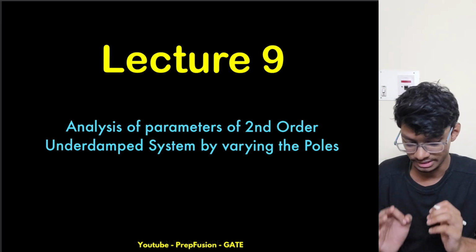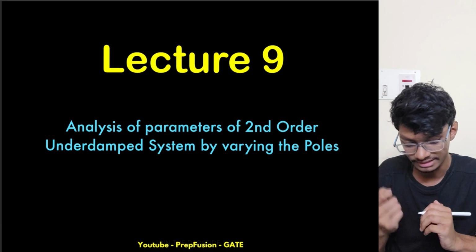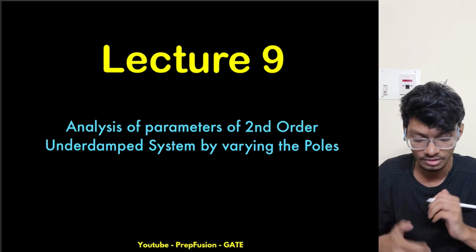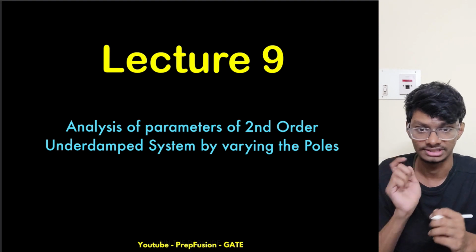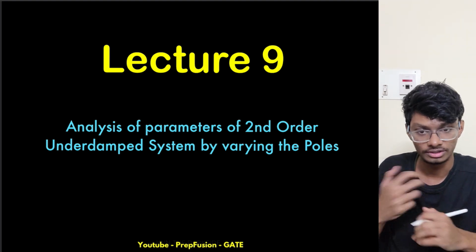So today we'll be starting lecture 9, that is basically the analysis of parameters of a second order underdamped system by varying the poles, right? So in the previous lecture, we simply did the assignment solutions, right? So I hope you understood the solutions.